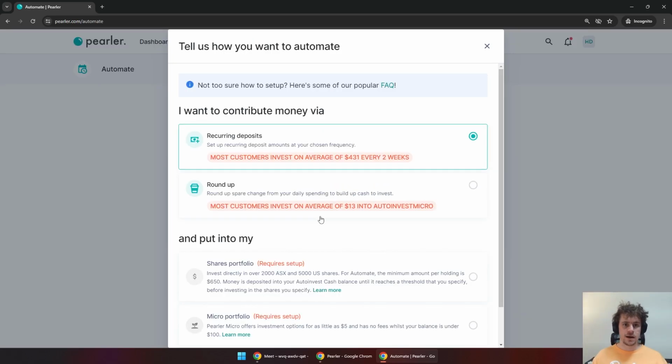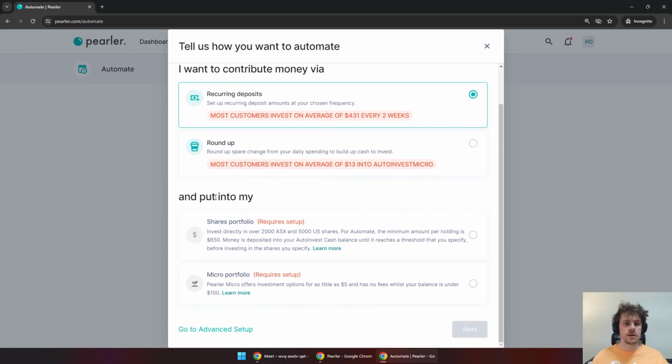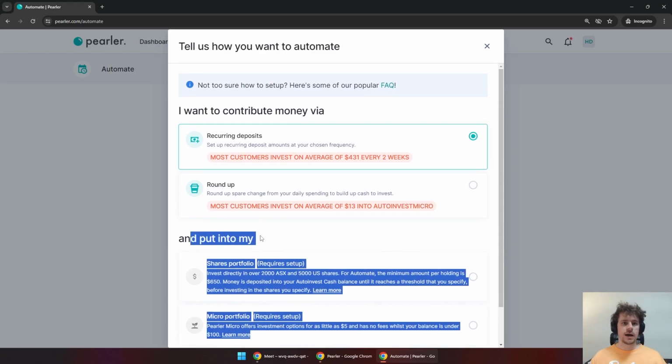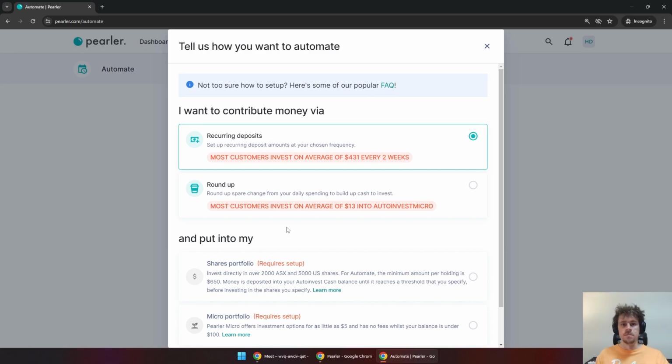But what it means right now is that whether you're a Shares or a Micro customer, you can see here we have Shares or Micro, you are able to automatically invest in those, typically via one of two methods, which is either one, making a recurring deposit from your bank account. You can see there that most of our customers actually invest an average of $431 every 2 weeks. That's an average. Obviously, people aren't putting in $431 specifically. But what that means is that every 2 weeks, on average, we do a direct debit from someone's Australian bank account, and then we invest it in Shares or Micro. We do that totally end to end without any human intervention. So once it's set up, you don't have to touch it. It just happens.